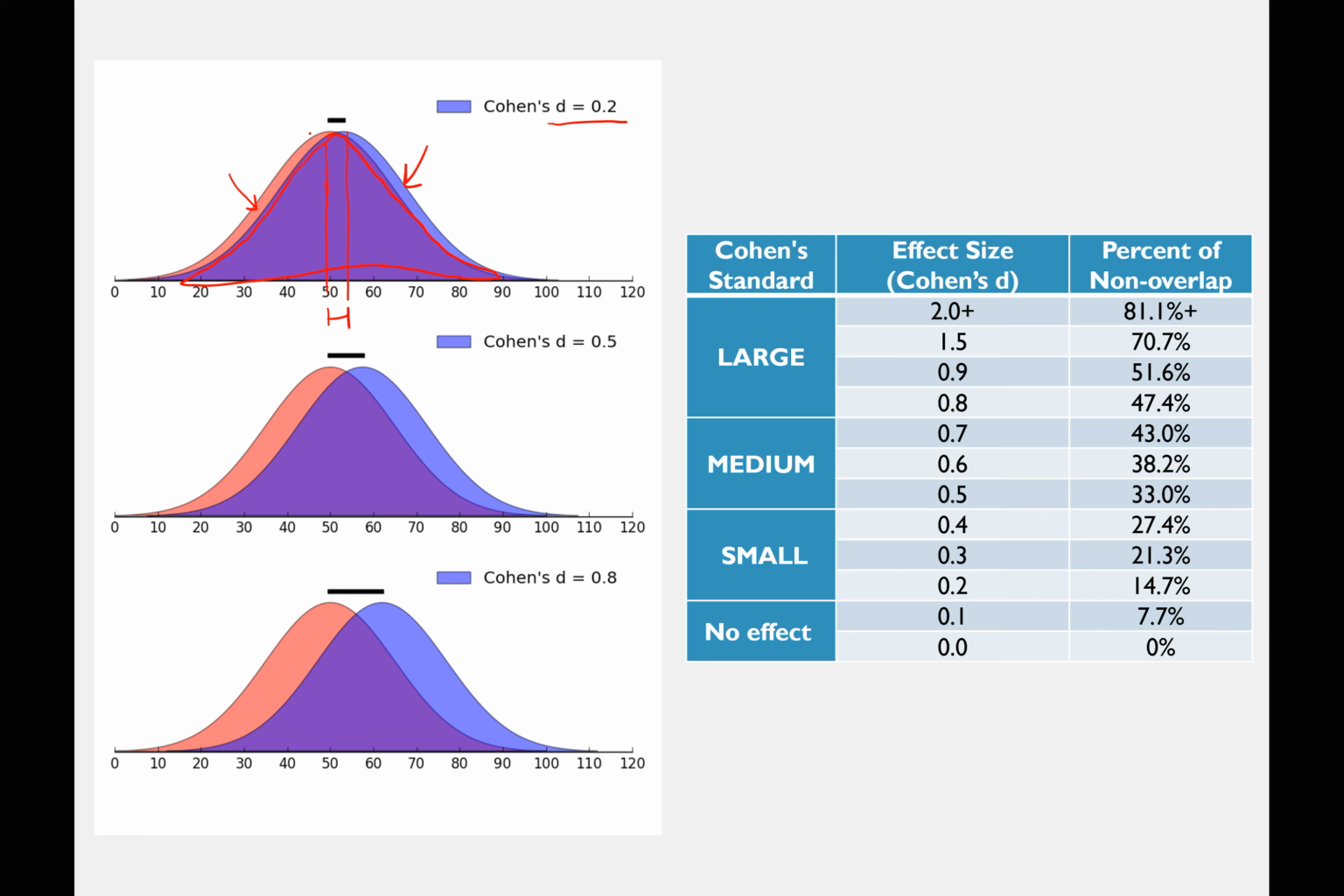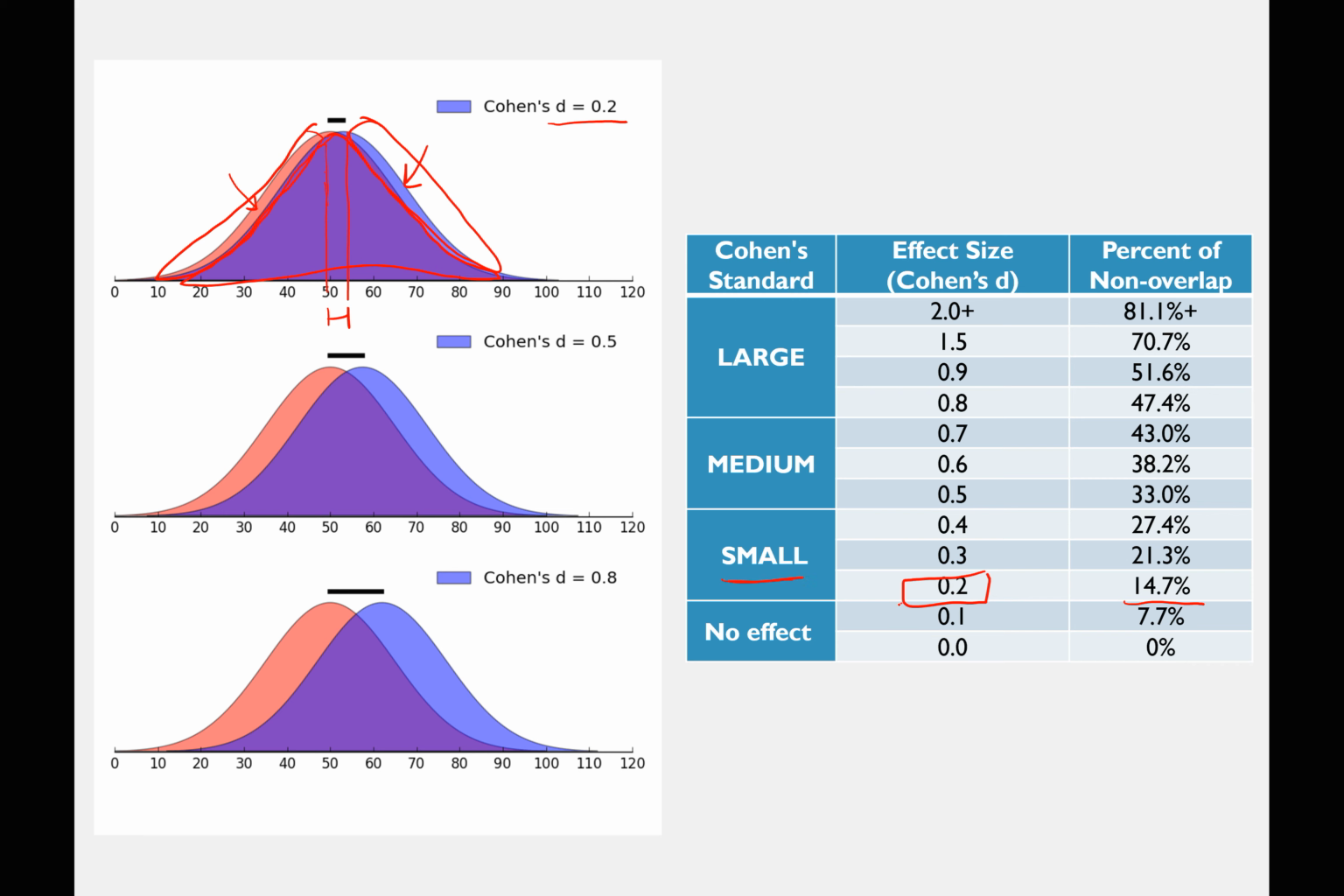There's only this little sliver of people who are different on this side and this little sliver of people who are different on this side. So Cohen's d of 0.2, you can see in our table, means that there's less than 15% of our people in our groups that are not overlapping each other. They don't have similar scores. So this is what we would call a small effect size.